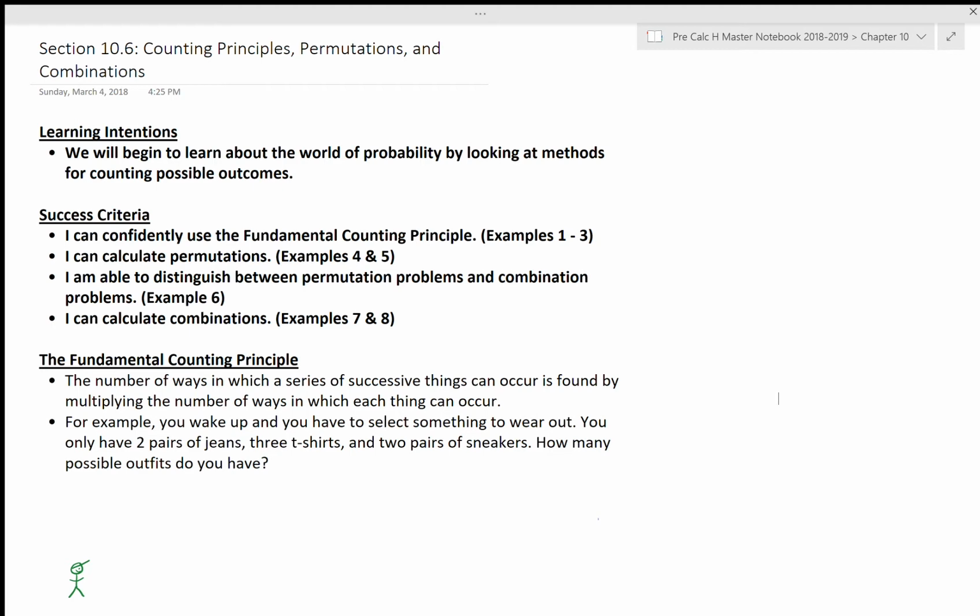So now we are going to get into the remaining bit of chapter 10, and I am going to go through section 10.6, which is counting principles, permutations, and combinations. This is kind of your introduction to probability and looking at the methods for finding possible outcomes.